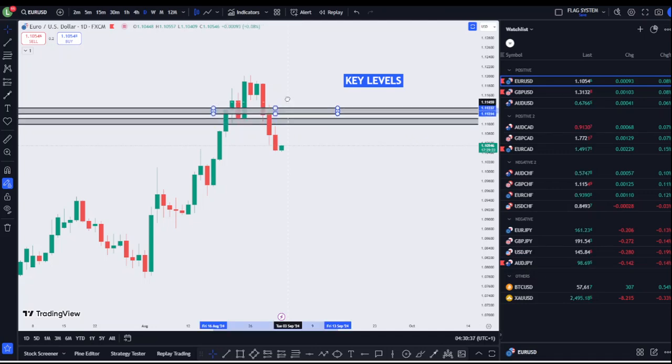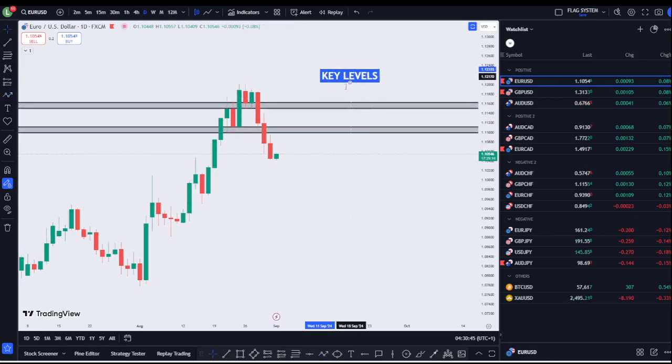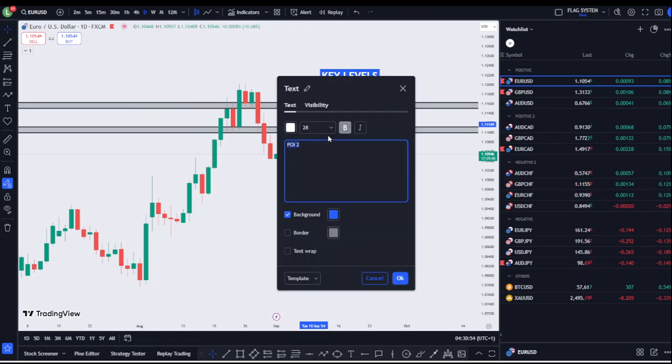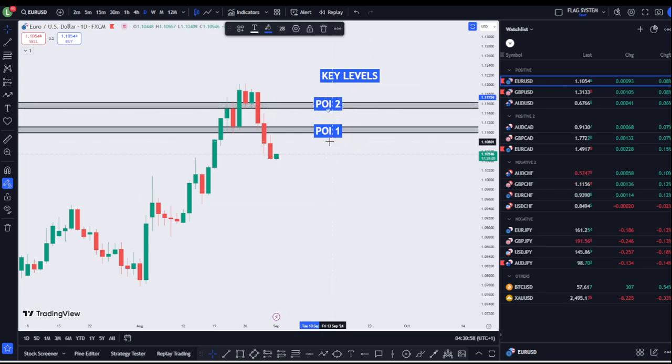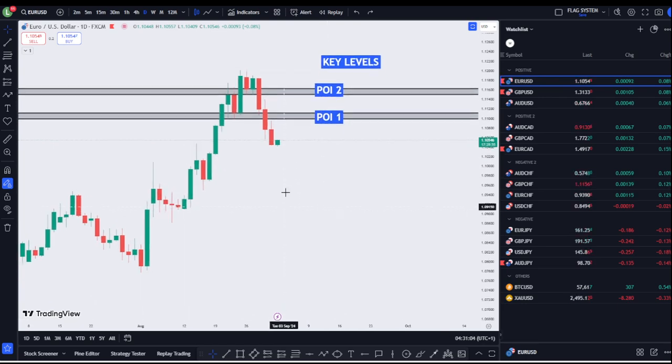And another thing, we have another key level zone around this place here, whereby we are expecting the price to also retest this zone. So it's going to serve as POI 2 for us. This place is going to serve as POI 2, and this zone is going to serve as POI 1 for our sell opportunity, right? So that is what we're expecting on Euro USD.